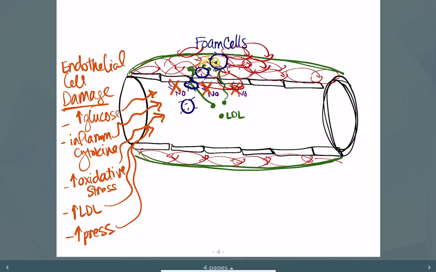migrate, and they start to move into the vessel area. These are all red blood cells. Excuse me, not red blood cells. What's happening today? I almost feel like I should start over.